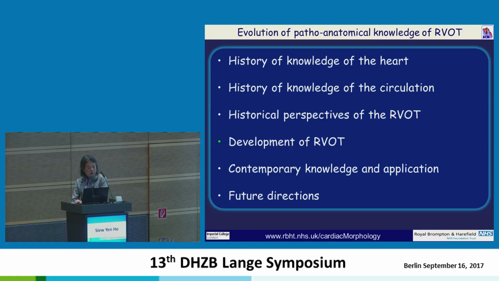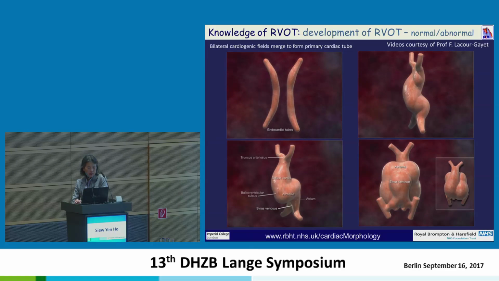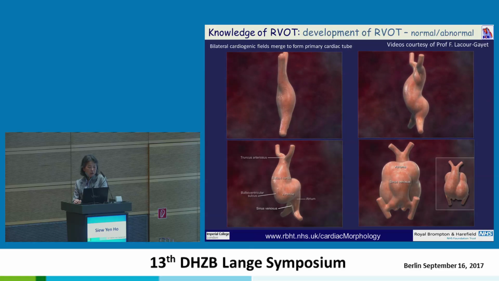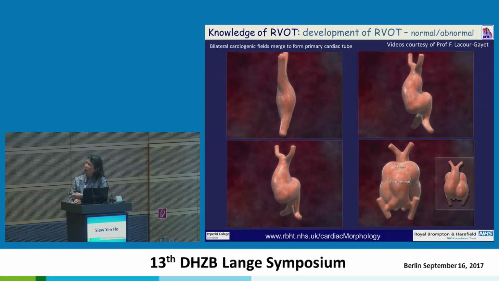So if we take a step backward, how does the right ventricular outflow tract develop? Well, here are a couple of movies showing you two bilateral cardiogenic fields merging to form the primary cardiac tube. So they fuse, you can turn the tube around, and it begins to bulge and to fold upon itself. So we have the sinus venosus part and the outflow part there. And here we are turning around.